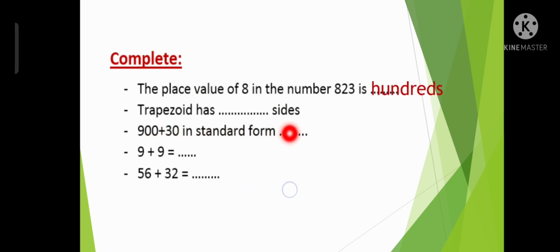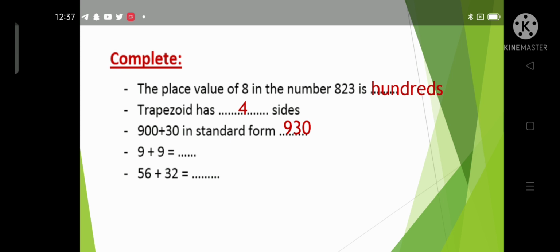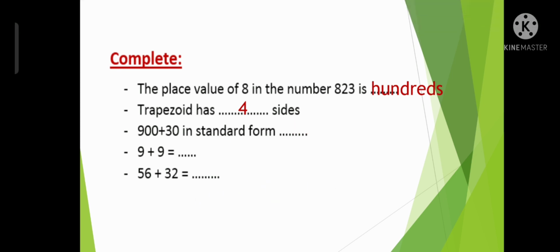Trapezoid has how many sides? Trapezoid has 4 sides. 900 plus 30 in standard form. We have 9 in hundreds place and 3 in tens place. I don't have any number in ones place, so the ones place will be 0.